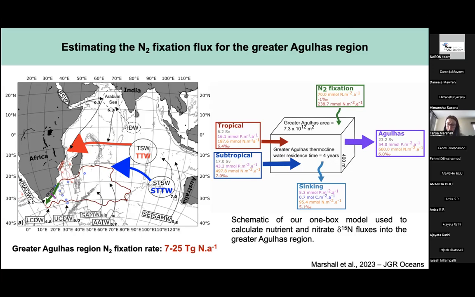And I should make the point, although I'm sure this audience is well aware, that there are very little data available for the South Indian Ocean. From nutrient data to isotope data, there is just not a lot of data. So these models are obviously extrapolating in this region because there aren't observations.